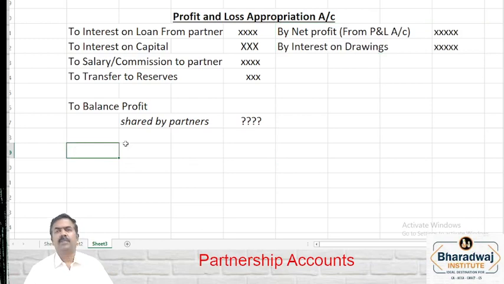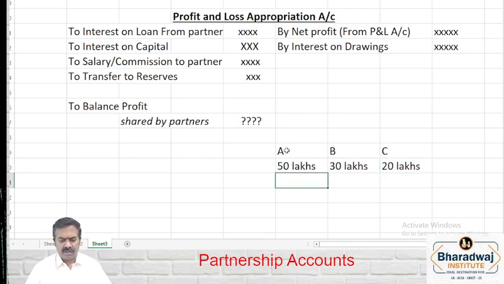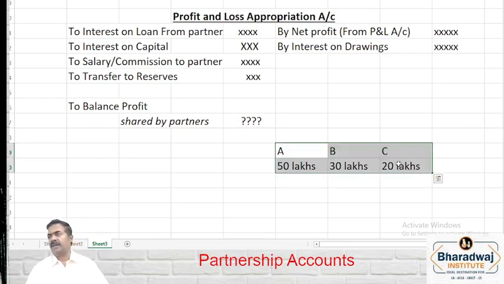Now pay attention, this is the most important one to learn. Let us assume there are three partners. A contributed 50 lakhs of capital, B contributed 30 lakhs of capital. Contributed means while joining the firm or when required, they contributed capital. How much? 50 lakhs, 30 lakhs and 20 lakhs.